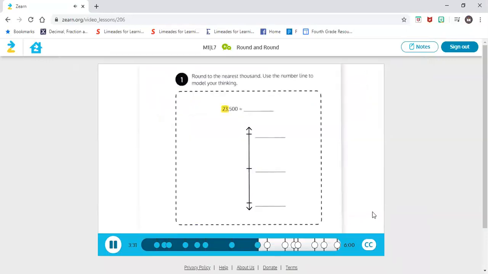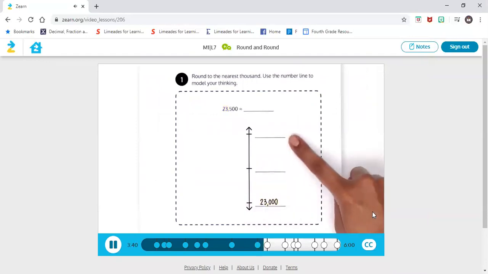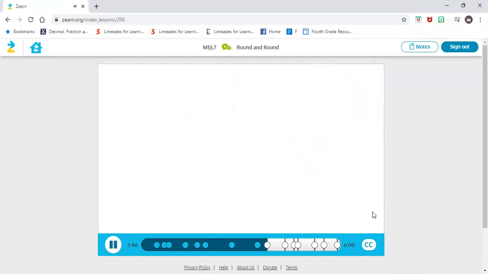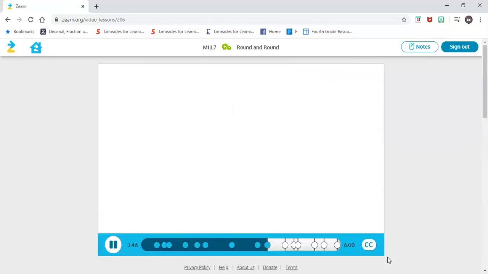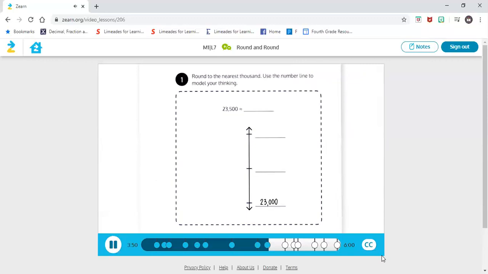There are 23 thousands in 23,500. So I'll label the lower endpoint like this: 23,000. What's one more thousand? That's our upper endpoint. Write that here in standard form. So again, my thousands place has 2 choices when I'm rounding. It can stay the same, and that's where we got the 23,000 from, or it can go up 1, so 23,000 plus 1 more thousand would give me how many? Write it on your paper. One more thousand than 23,000 is 24,000.